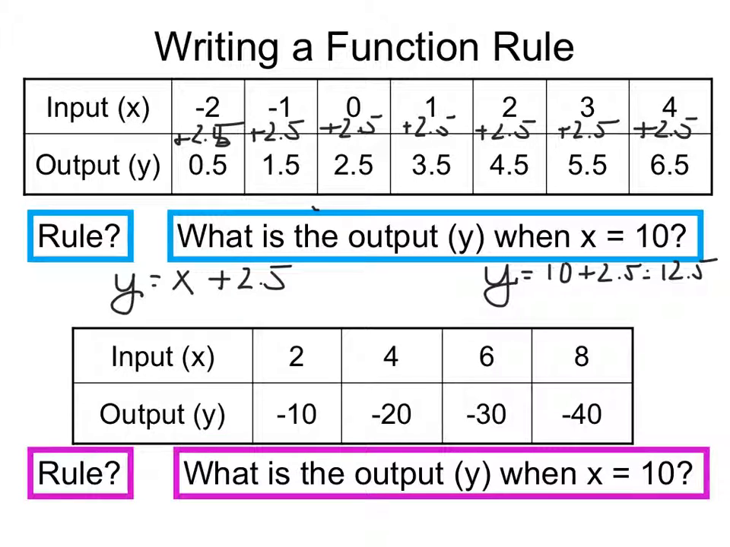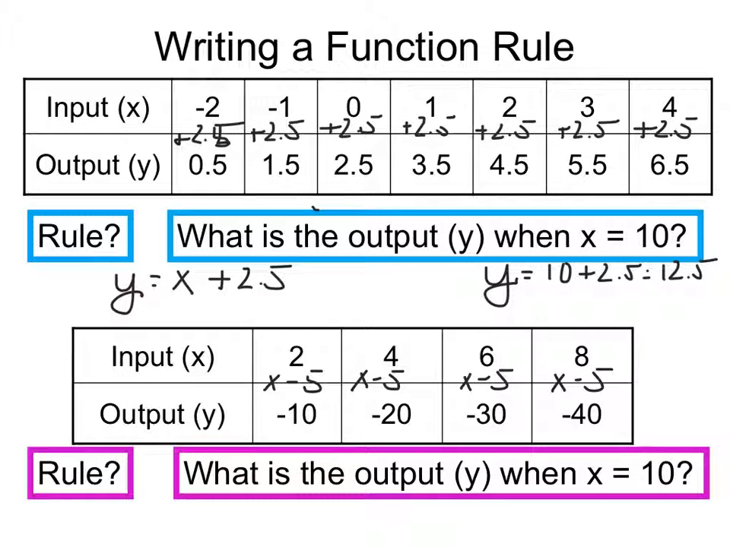Let's look at the next table. How do I get from 2 to -10? How do I get from 4 to -20, 6 to -30, and 8 to -40? Well, if I multiply 2 times -5, that would give me -10. And 4 times -5 would give me -20. And 6 times -5 gives me -30. And 8 times -5 gives me -40.